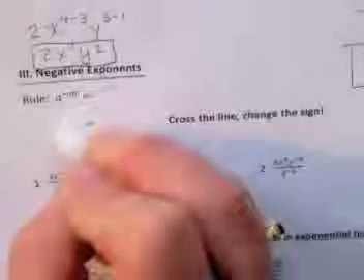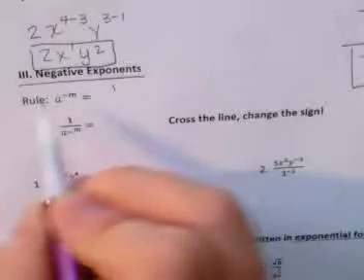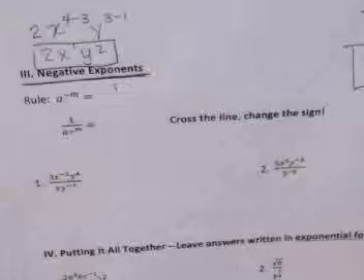Hi Math 2 students. This is video 4 in your Pacman Poly series, and in this video we're going to learn to deal with negative exponents, and then we're going to sum it all up and put it all together. So first, let's learn how to deal with negative exponents when we're working with monomials or polynomials.